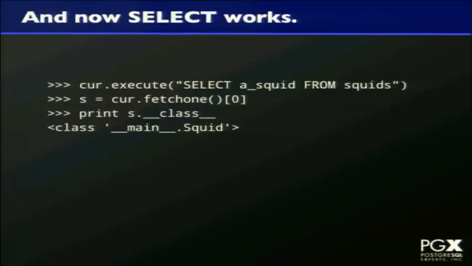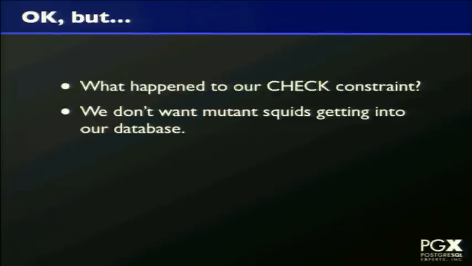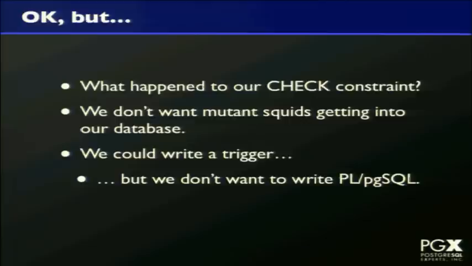That's good. And now select just works. You select a Squid, and notice I'm printing the class here so that you know that I'm not cheating. See? So that's cool. Okay, but wait, we had a check constraint on the table. Because we don't want mutant squids getting into this database, squids with 47 tentacles, no, forget it. We can write a trigger, that's one way of handling it. But then we don't want to write PL/pgSQL because we're Python people and we don't want to deal with a whole separate language. But we don't have to. You can write the trigger in PL/Python.